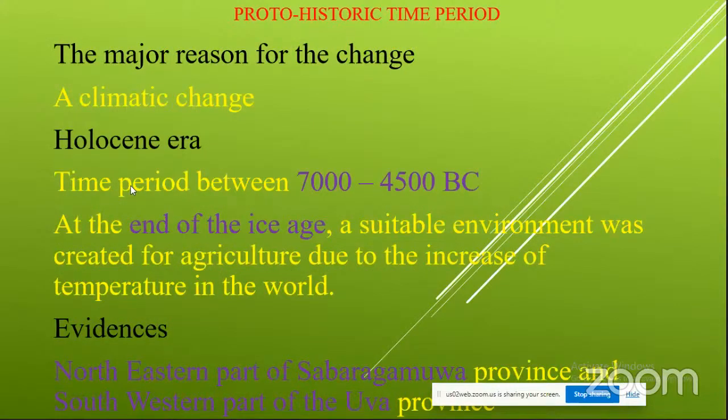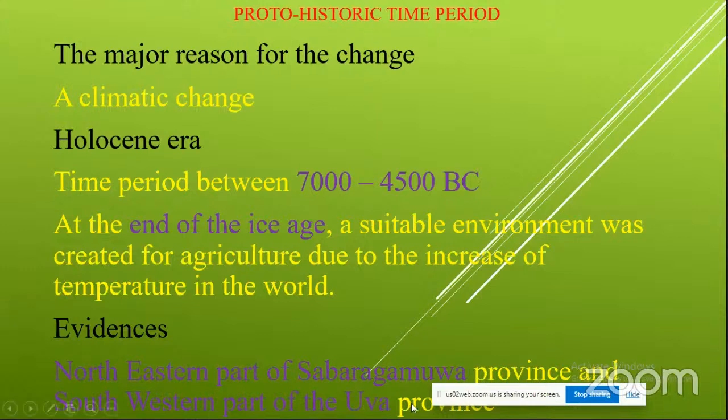So the major reason for this change, I told you, is a climatic change. So what is the climatic change? This time period we call from 7000 to 4500 BC. From 7000 to 4500 BC, this is known as the Holocene era. Within the Holocene era, what happened? At the end of the Ice Age, a suitable environment was created for agriculture due to the increase of temperature in the world. The evidence related to this time period can be seen from two areas in Sri Lanka: the northeastern part of Sabaragamuwa province and the southwestern part of Uva province.